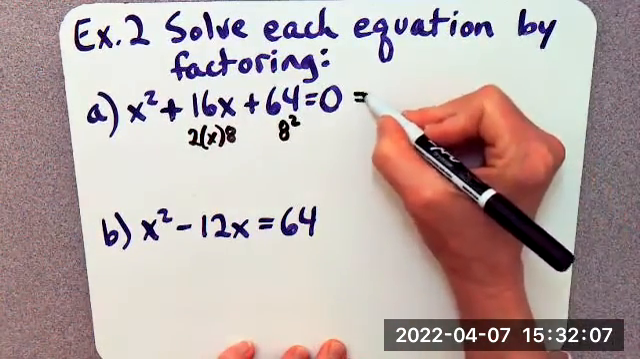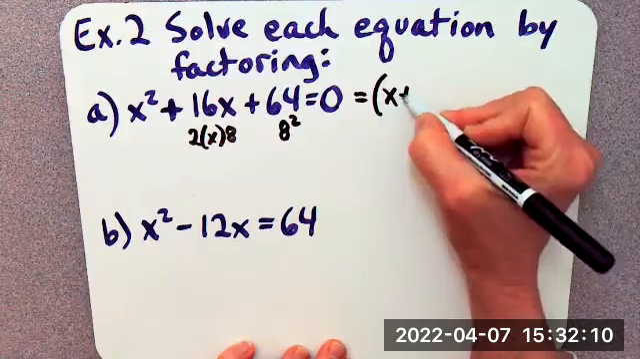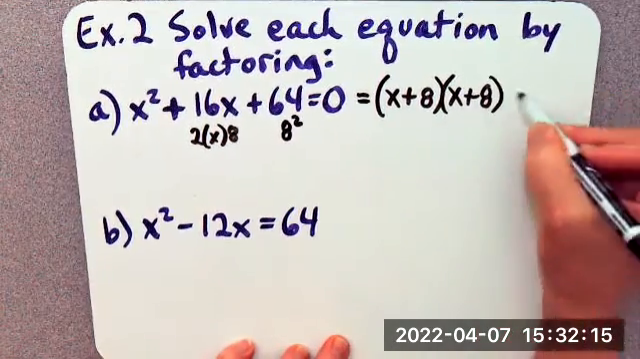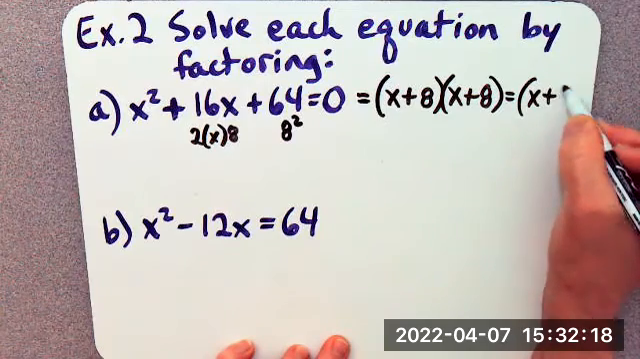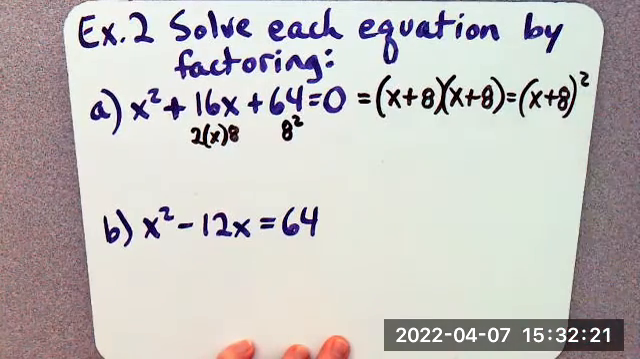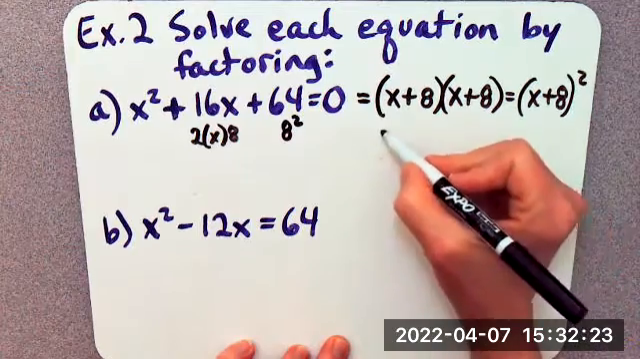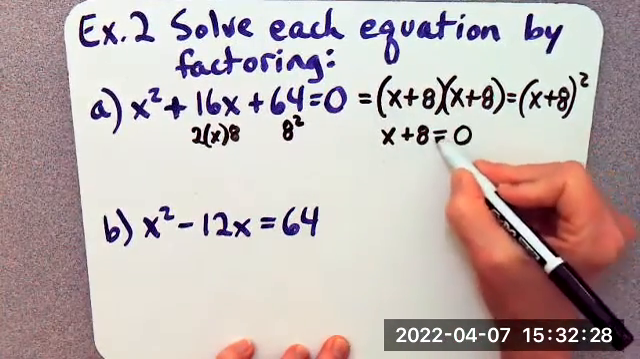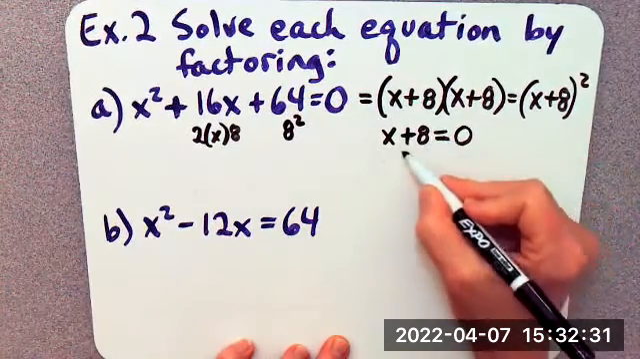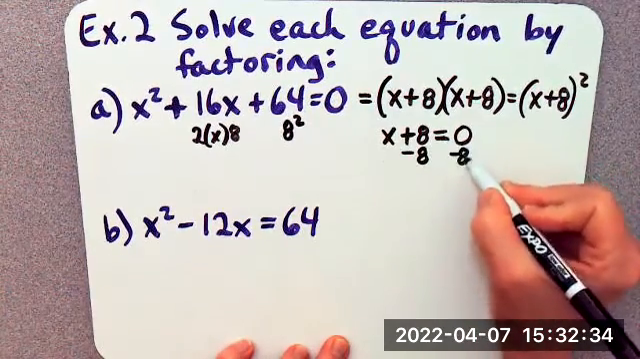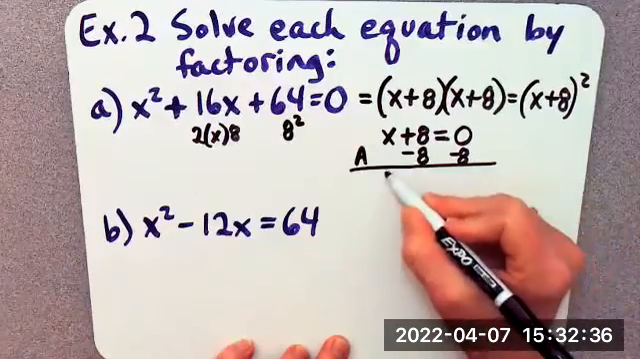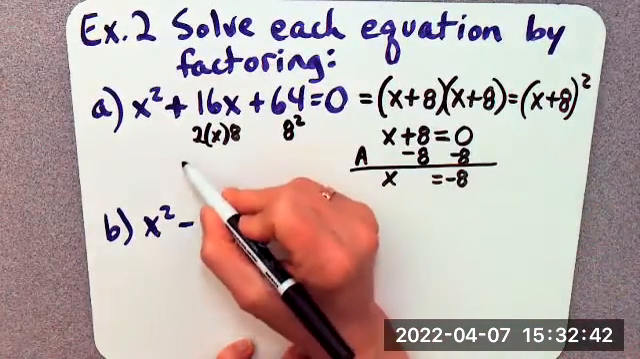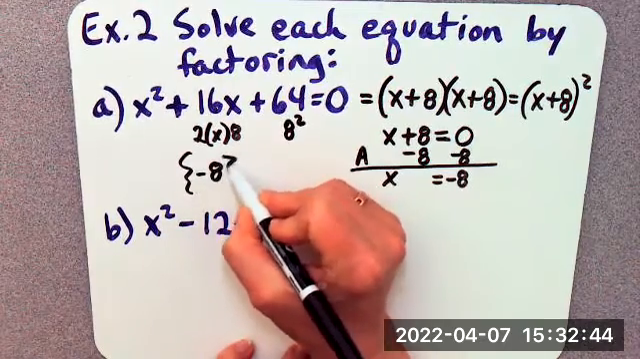So that means this is a perfect square trinomial. So we have x plus 8 times x plus 8, otherwise known as x plus 8 squared. So that means we can set x plus 8 to 0 since this is equaling 0. And we're going to use an additive inverse here. And we get x equals -8. So that's one solution, -8.